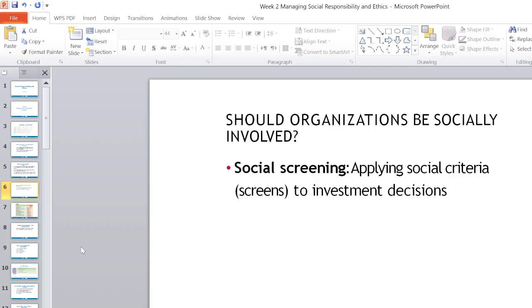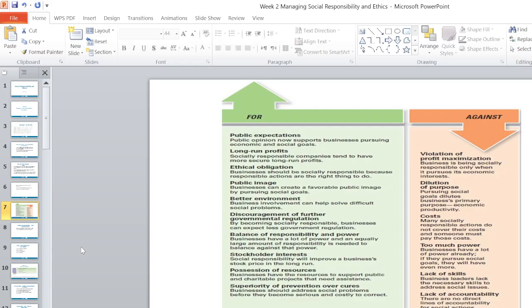And then we have social screening, which is basically applying social criteria to investment decisions. So when a company decides to make an investment decision, they are going to consider the social criteria when making a decision to invest in something. Let's say they have to consider the environmental impacts of an investment decision, and they actually implement it. Or they have to consider the economic, political, social, and cultural situations of that place, and they implement it while making investment decisions.